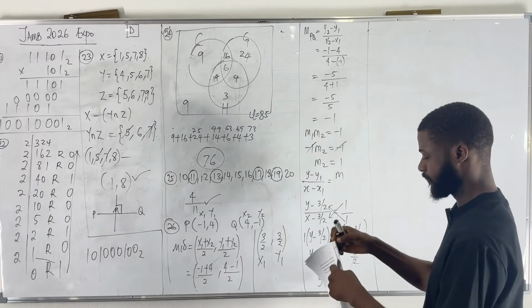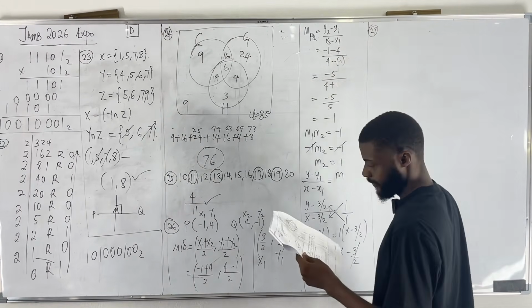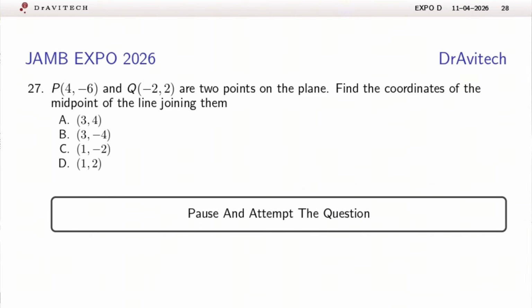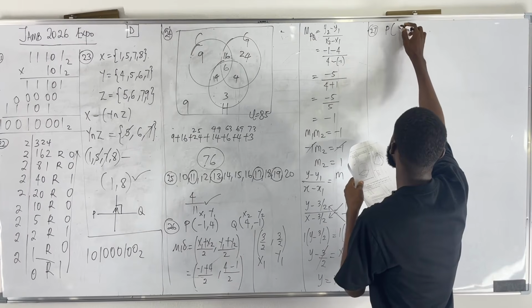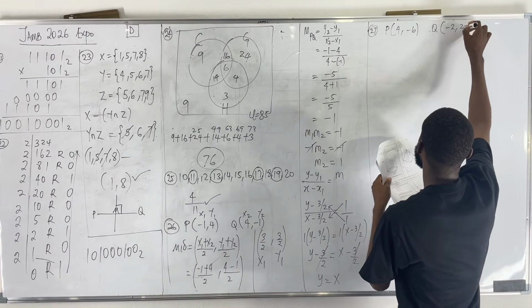Question 27. So question 27 says P is at 4, minus 6 and Q is at minus 2, 2. These are 2 points on the plane. Find the coordinate of the midpoint of the line joining them. So we're just asked to find midpoint again. So our P is at 4, minus 6. Our Q is at minus 2, 2.